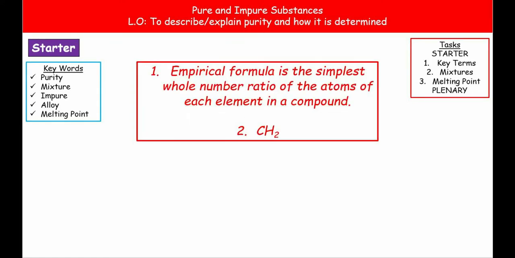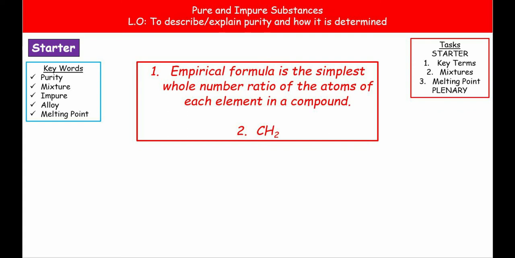Okay, let's check those answers then. Hopefully we do know that the empirical formula is the simplest whole number ratio of the atoms of each element that we find in a compound. If you got that definition, give yourself a tick. If you didn't get it right, then obviously write down the correct answer.